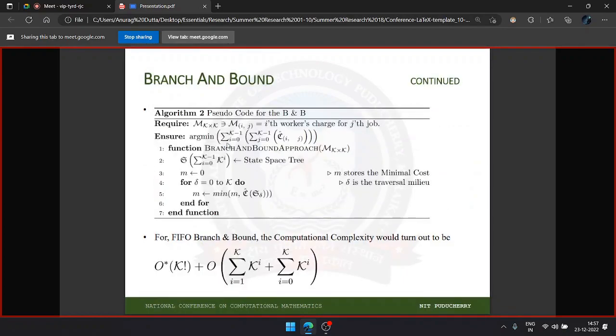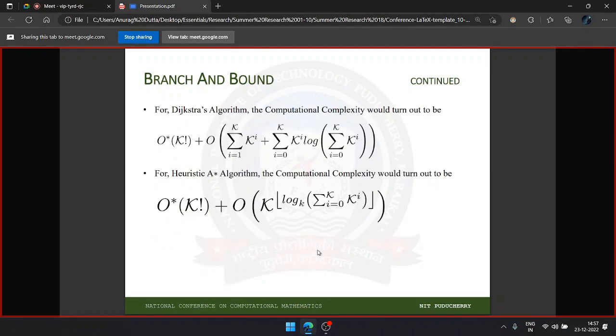So, this is the algorithm for the branch and bound approach. The requirement and the ensuring are again the same. In this, we will generate the state space tree, which has been stored in this particular format, and we will try to get the minimum assignment cost following the state space tree. Our FIFO branch and bound algorithm is going to take a computational complexity like this. The proof behind this complexity has been given in our paper, but due to the limited time frame of the conference, we can't describe it here.